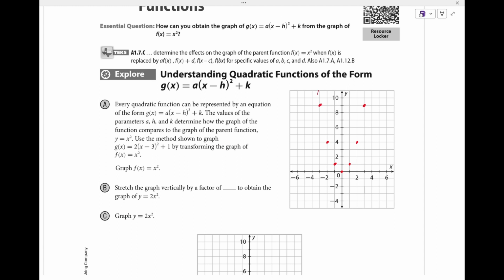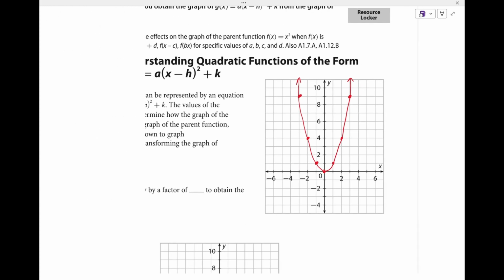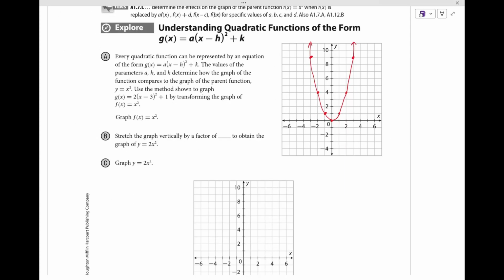So here's my parent function. Let's see if I can draw this well. Make sure it's not supposed to look pointy at the end, so I'm going to try my best to do that. Alright, here's my parabola. Okay, so that was the parent function.